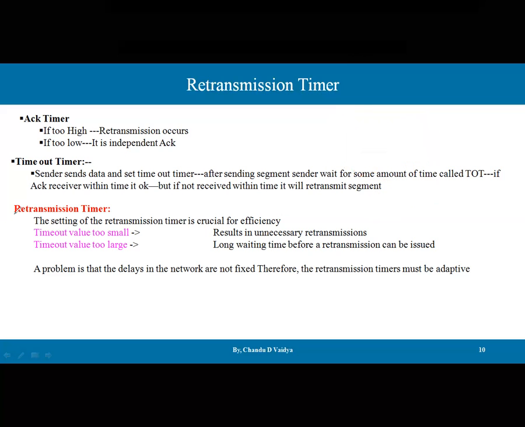Now there is retransmission. We are focusing on the retransmission timers. The setting of the retransmission timer is crucial for efficiency, because the timeout value can be too small or too large. If the timeout value is too small, unnecessary retransmission can happen. If the timeout value is too large, there is a long waiting time before retransmission is issued. And the efficiency depends upon what?